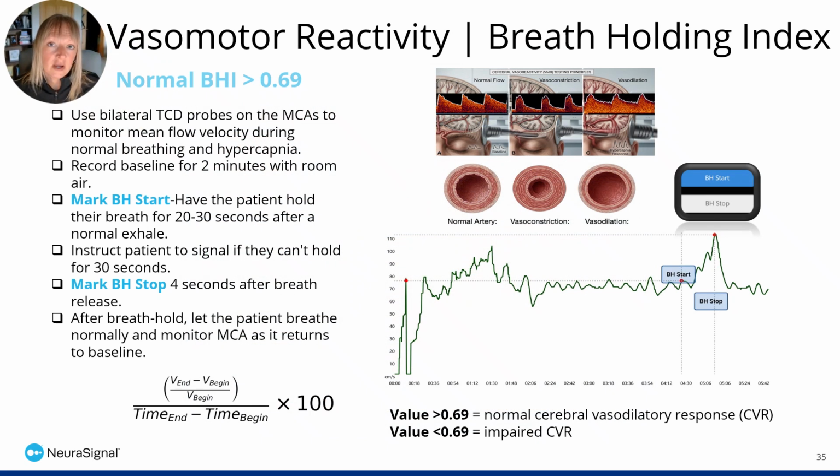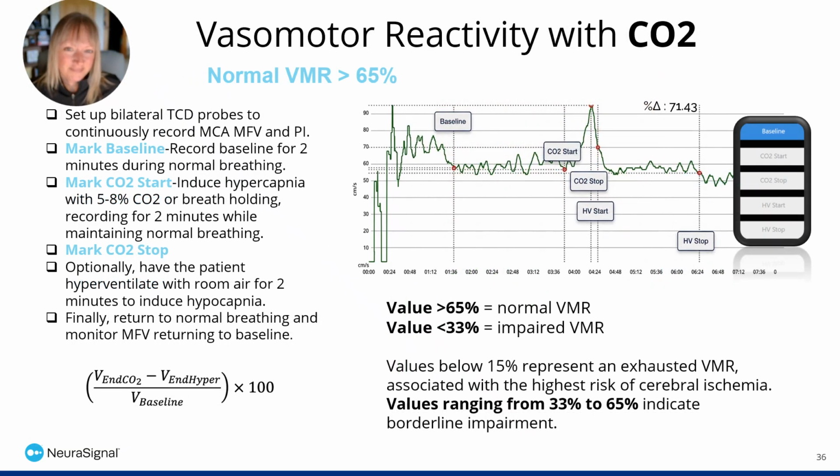A breath holding index workflow will be to isolate the bilateral middle cerebral arteries and have the patient hold their breath, preferably for 30 seconds. We will mark the baseline and 4 seconds after the release of the breath, and the system will do the calculation. As we see here is the equation. We do not have to memorize this, luckily. The system will provide our breath holding index for us, with, we said, 0.69 and above being that normal state.